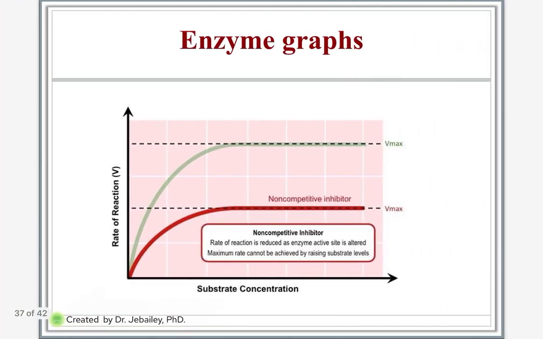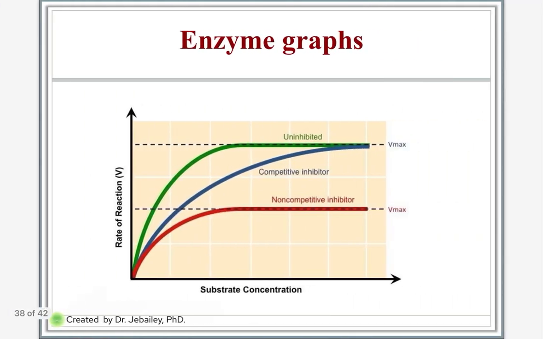And then right here on the non-competitive inhibitor, because it hits on the allosteric site, it's not competing for the active site, you can see that it slows down the process even faster. That's why the graph is lower. So you have to know these three together.